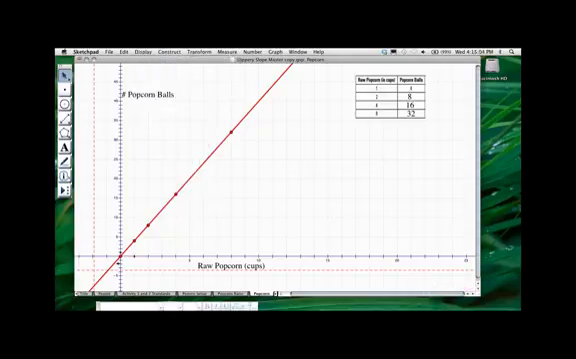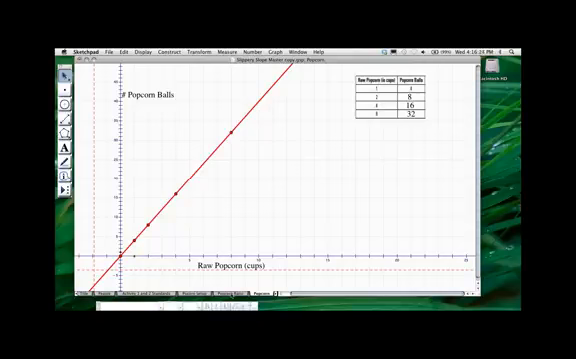And then we might want to talk about what's going on down here, and does it make sense to have any points in this quadrant of the graph where the number of cups of raw popcorn would be negative, and probably we could agree that that wouldn't make sense. So we're going to focus on this part of the model.